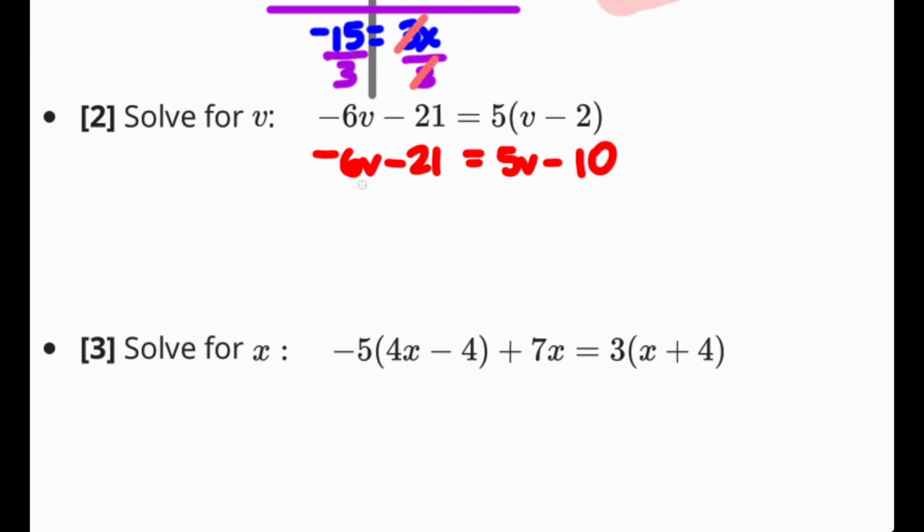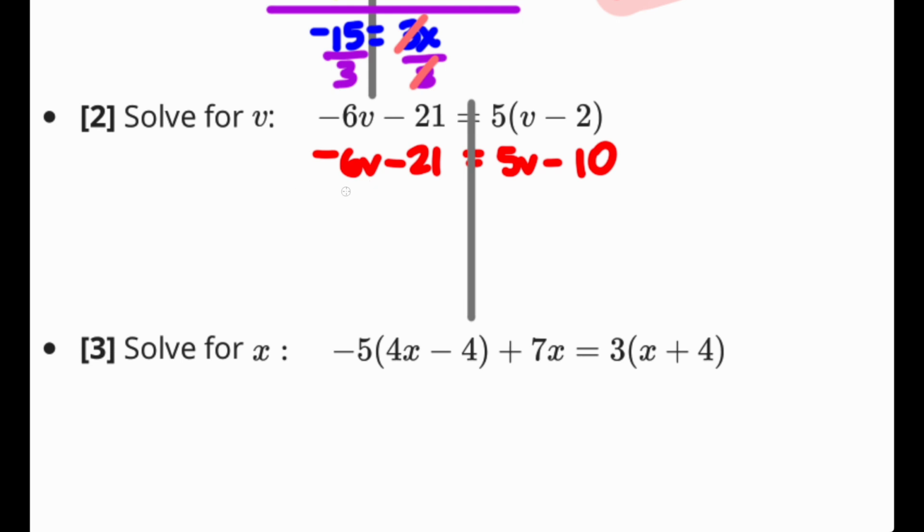So we end up with something like that. All right, from here, I'm going to combine all the v's on one side. So if you notice, I can divide up this equation into the left side and the right side of the equal sign there. The smaller v is on the left, that negative 6 is smaller than 5.